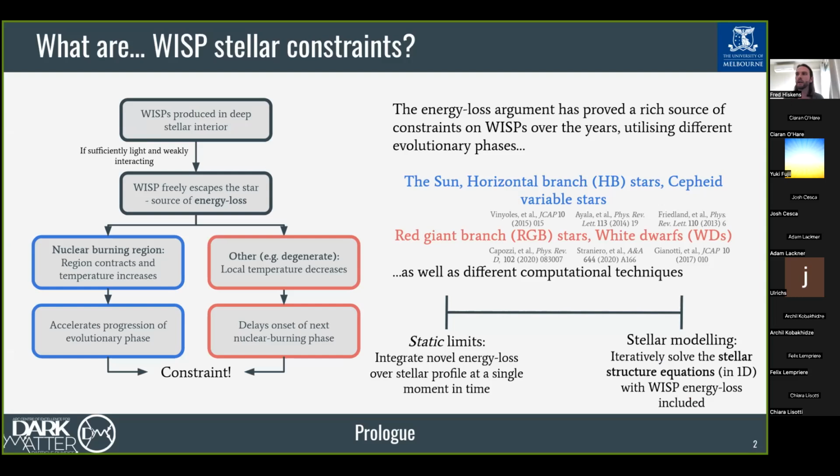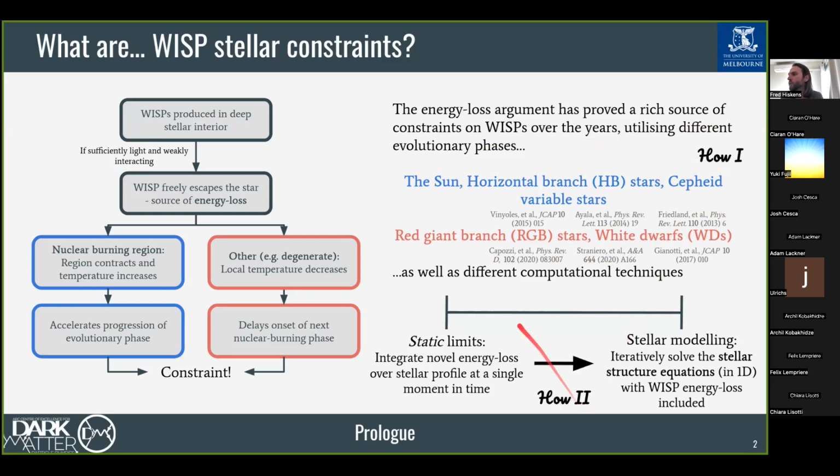So already here, we've seen several of the hows for how we can advance stellar constraints on weakly interacting slim particles. The first one is to note that this list I have in the top right-hand corner here is not an exhaustive list of the evolutionary phases that stars go through. So perhaps you could think, is there a way we can target other evolutionary phases? And the answer will be yes.